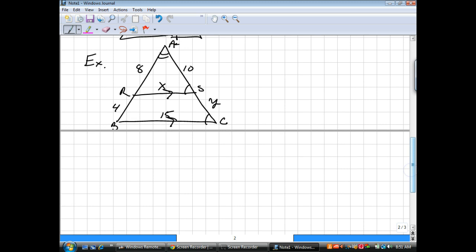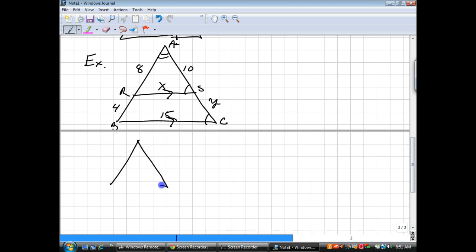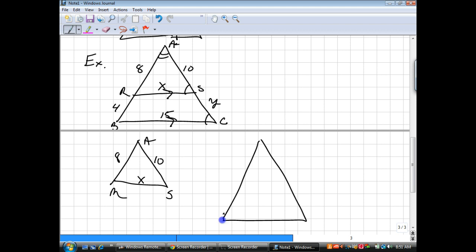And if you notice, again, we have two triangles. We have triangle ARS, which has lengths 8, 10, and X. And then we have the bigger triangle ABC. So this one has lengths of 10 plus Y, and this side is 12, and this side is 15.